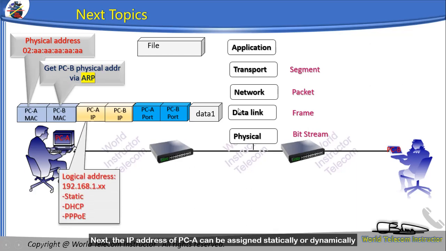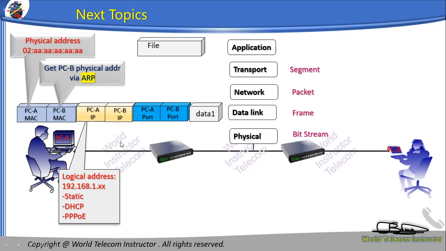Next, the IP address of PC A can be assigned statically or dynamically. Most of the time we get the IP address from a DHCP server, which is going to be taught in another video. And if you enter the explicit IP address, there is no problem. But if you enter the domain name, for example, www.facebook.com or www.google.com, you will need DNS to get the IP address of this website. So this is also going to be another video.